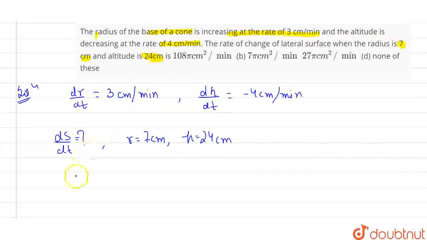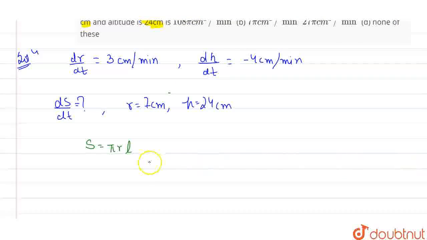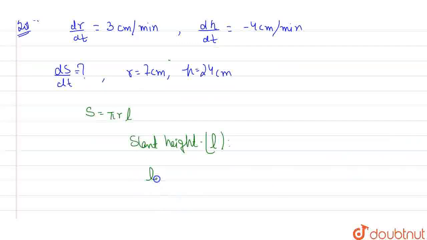Okay, so now our lateral surface area of a cone is pi r l. So the derivative of s equals pi r l, but before that we have to find the value of l. We know the formula of slant height of the cone: l square equals h square plus r square. We know the values of h and r given in the question, 24 and 7, so we'll put them here. So it will become 24 square plus 7 square.